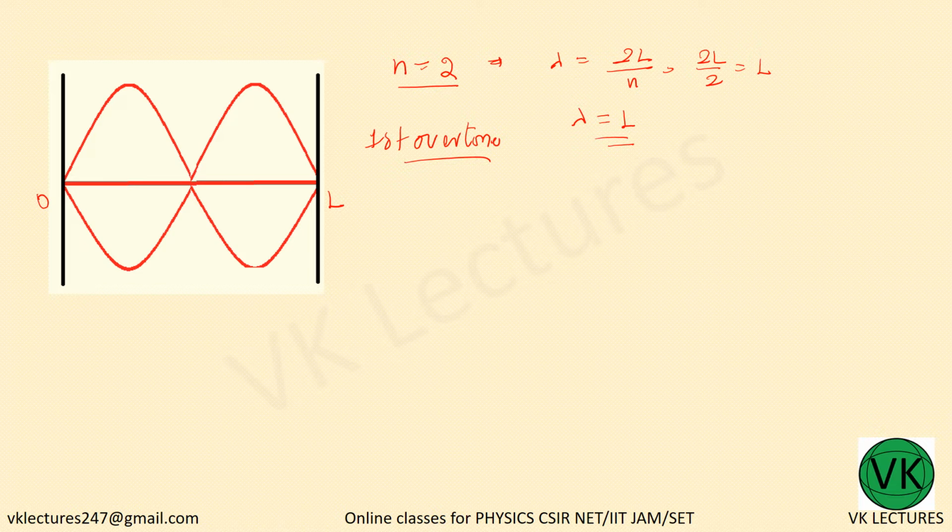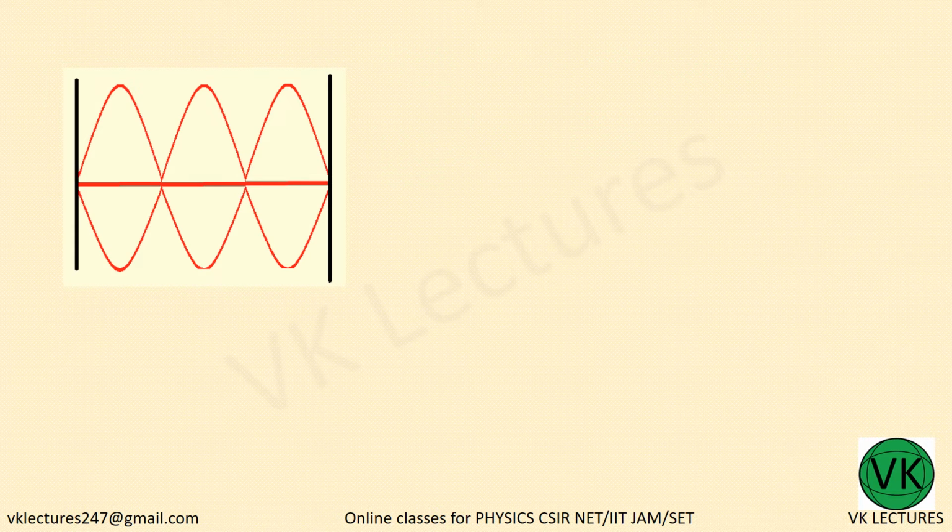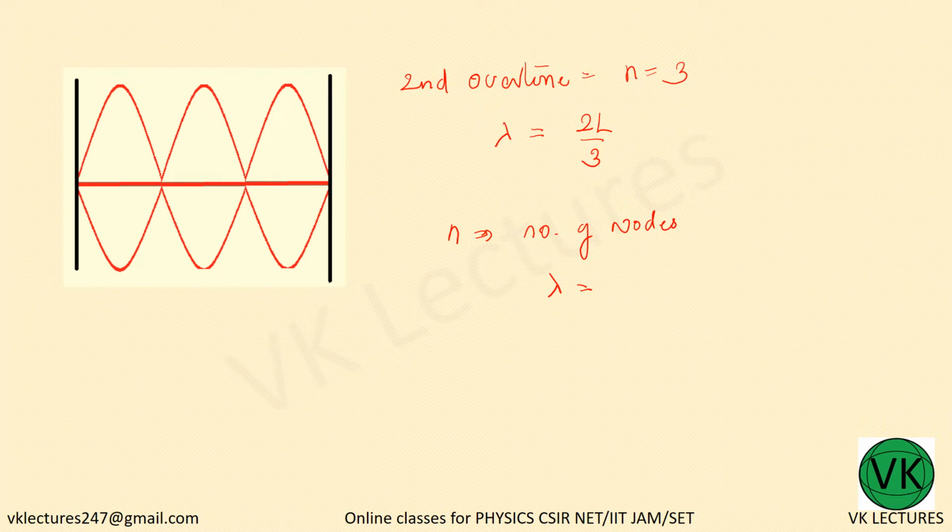Similarly, for the second overtone, n equal to 3. So the wavelength produced is 2L divided by 3. So if there are n number of nodes, the wavelength produced, lambda, will be equal to 2L divided by n.